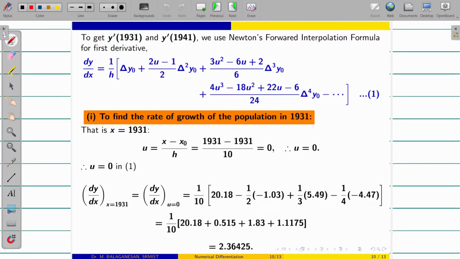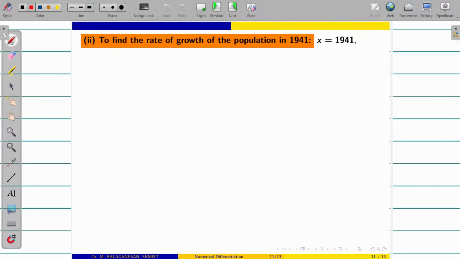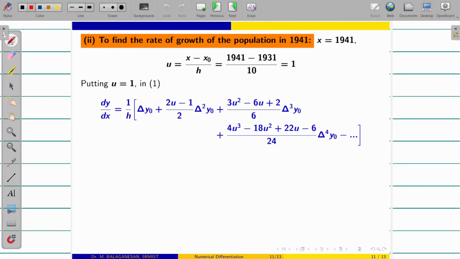2.36425. Here we can't compare the result, guys, because it's a derivative one. We can't check the results here. Right. Similarly, for 1941, we have to find the rate of growth. So x is 1941. Then what about the u value? x minus x naught by h. Our x value is 1941 now. So 1941 minus 1931, then 10 divided by 10 is 1.